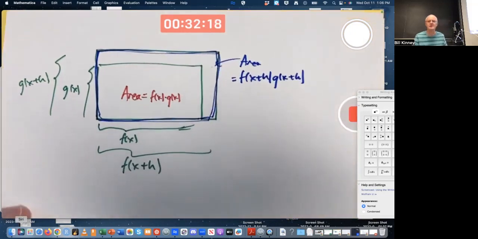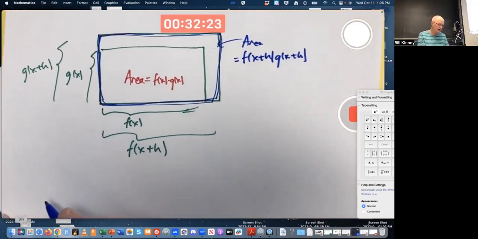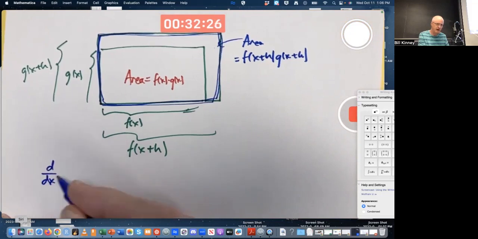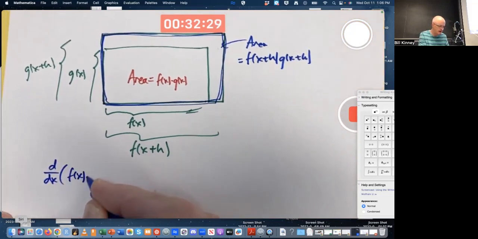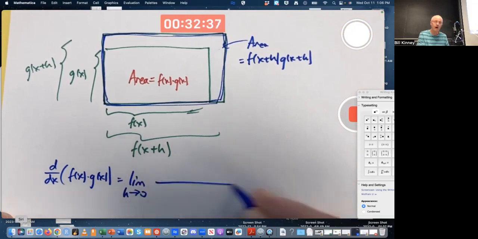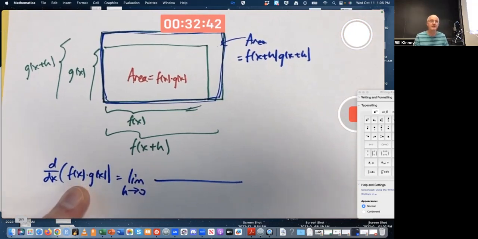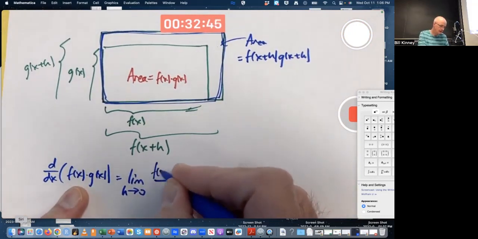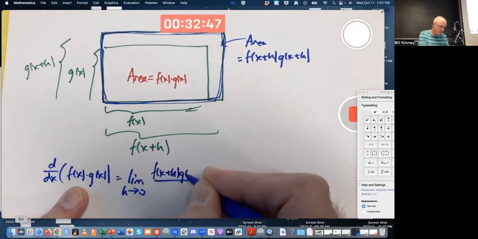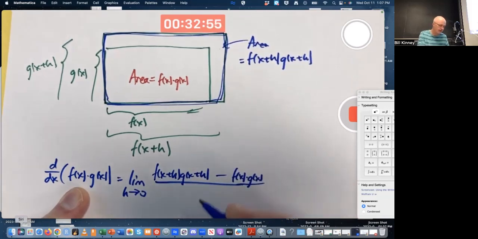Why do I do this? Let's start thinking about the limit definition of the derivative. I'm trying to derive the derivative with respect to x of the product f of x times g of x. By the limit definition of the derivative, that's the limit as h goes to 0 of a difference quotient. For what function? This product. f of x plus h times g of x plus h minus f of x times g of x, all divided by h.